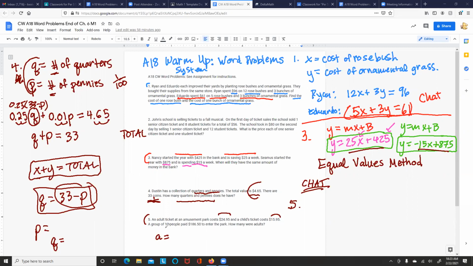A group of 10 people, so 10 people went. Let's say you and your extended family went to the fair, and all together you guys paid $186.50 to enter the park. How many were adults? Okay, so A equals, put what A equals, and let C be our variable. Put what C equals, and then write your two equations with A and C in it. Okay, I'm not going to give the answer. I'm going to wait for you to put in the chat.